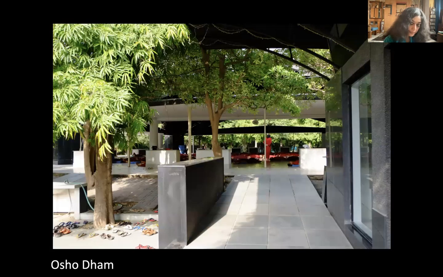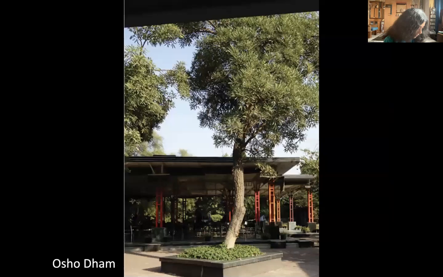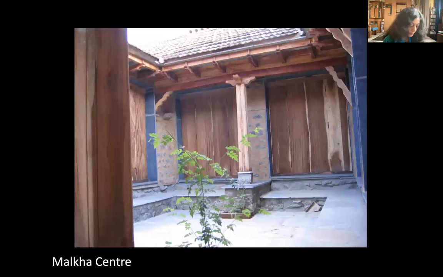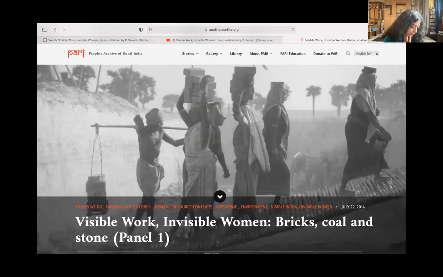For example, the Oshudham or the Triveni Kala Sangam, the dining hall at the Osho Center, etc., use a greater proportion of industrial processes and materials, such as steel, concrete, and stone, that may not be locally quarried. In comparison to, let's say, the Malka Center in Andhra Pradesh or the Laurie Baker House. As the P. Sainath exhibition on the PARI site, the People's Archive of Rural India site, shows, the large-scale extraction and production of these materials causes great devastation to and exploitation of ecology and of people.